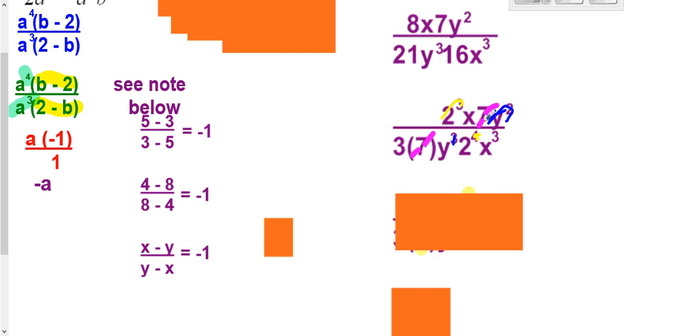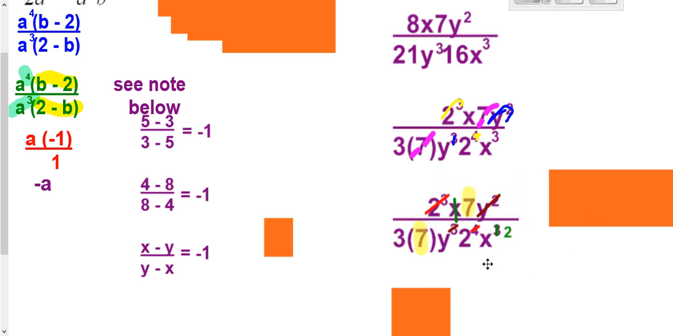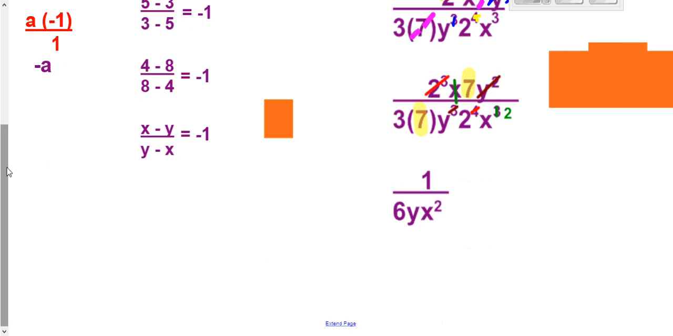And then you can look at the x's and do the same type of thing. You can say, well, the bottom has 2 more x's and cross that out. And then you look at what's left. Well, what are we left with? We're left with only nothing on top, so that's really a 1. On the bottom, you have a 2 times a 3, that's 6. You have a y to the first, and you have an x squared, and so that's your answer of 1 over 6y x squared.